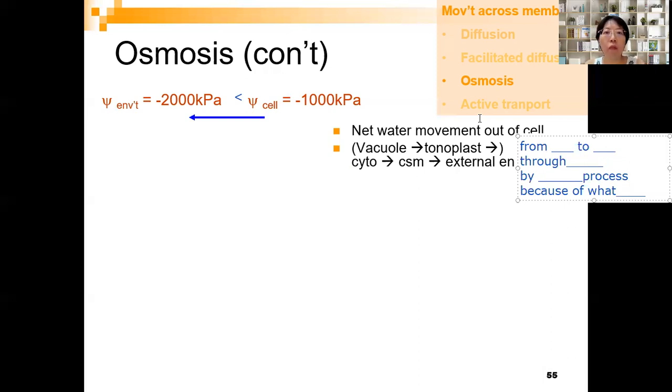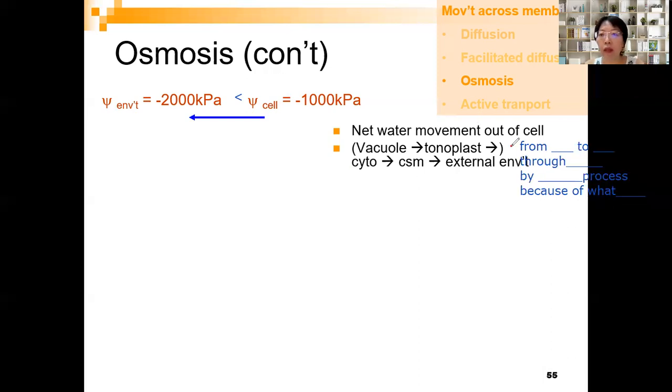Okay, move from where to where is 1 mark. To where is 1 mark. By what process is 1 mark. Because of what is 1 mark. Okay, 4 marks when you're asked to describe and explain.